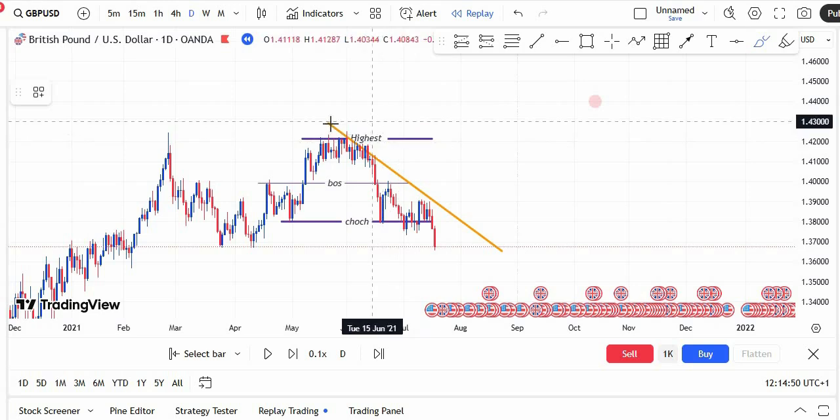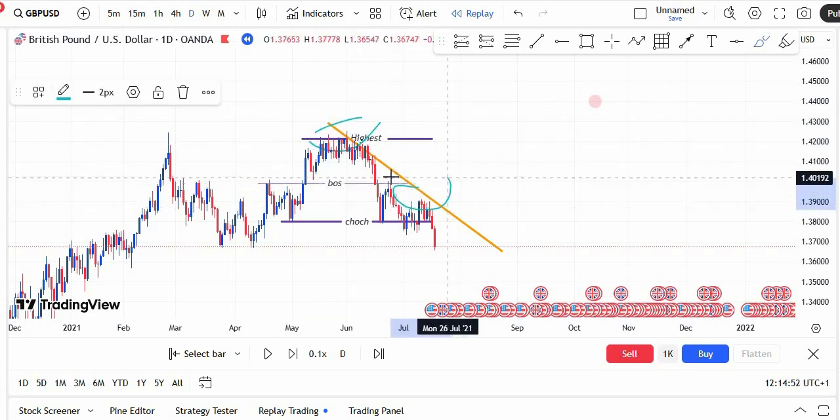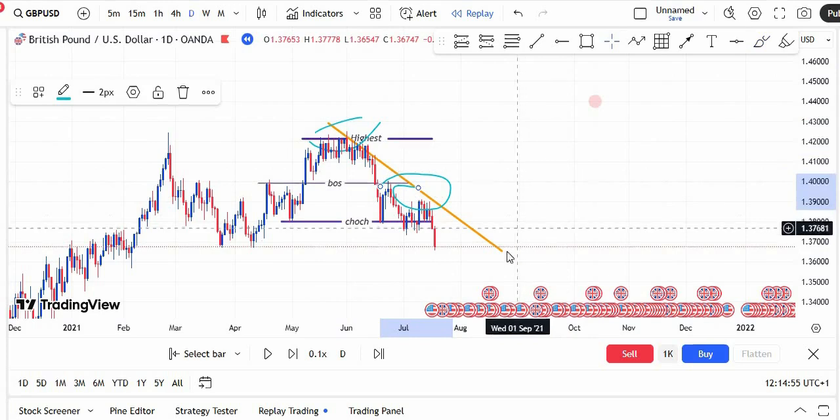First touch, second touch is around this zone right here. You can just adjust it.